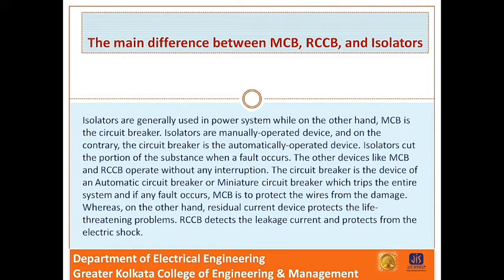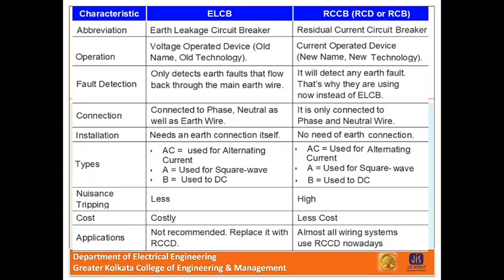The circuit breaker, that is the automatic circuit breaker or miniature circuit breaker, treats the entire system, and if any fault occurs, MCB protects the wires from damage. Whereas on the other hand, RCCB, the residual current device, protects against life-threatening problems. RCCB detects the leakage current and protects from electric shock. Now there is a difference.